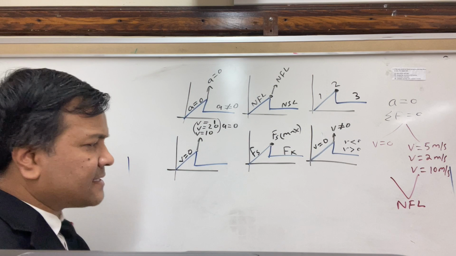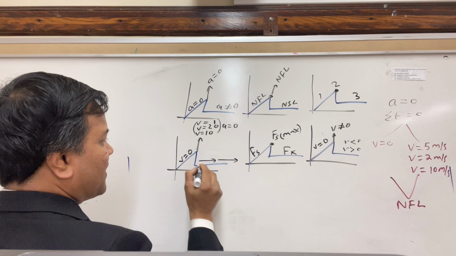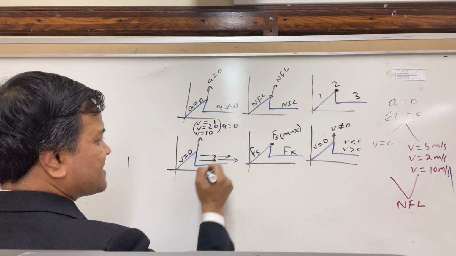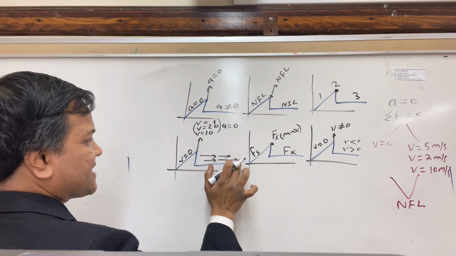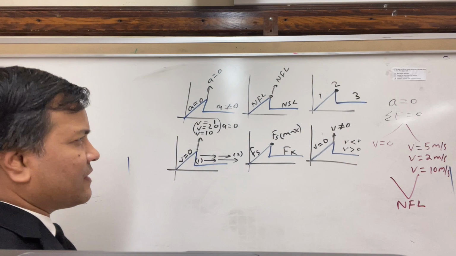Velocity has to be increasing, or velocity is decreasing. This is velocity increasing. This is velocity decreasing. This is velocity increasing. This is velocity decreasing. All right, they all tell you the same story. And that is the friction graph if this one is FA and this one is FF.